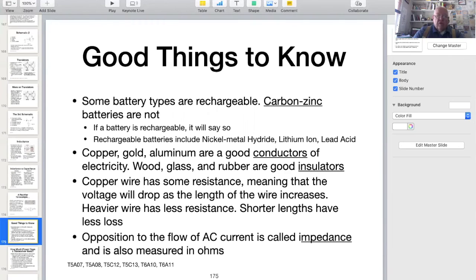There are several types of opposition to the flow of current, and all of them are measured in ohms. Impedance specifically refers to the opposition to the flow of alternating current. Remember when we talked about antennas and feed lines and the impedance of the radio and the antenna? Because radio waves are alternating current, the opposition to this current is impedance, and it is measured in ohms.